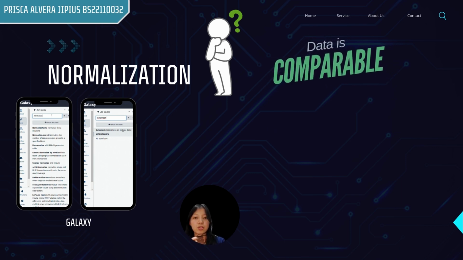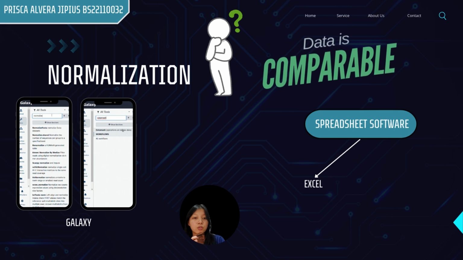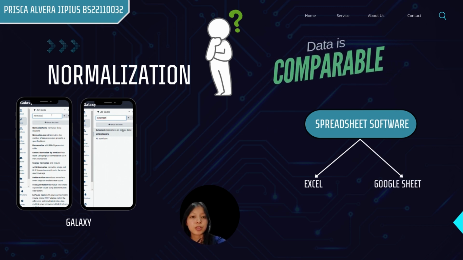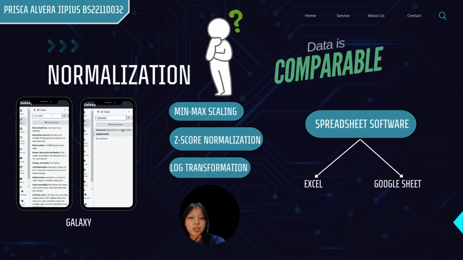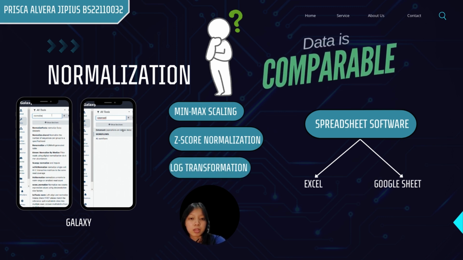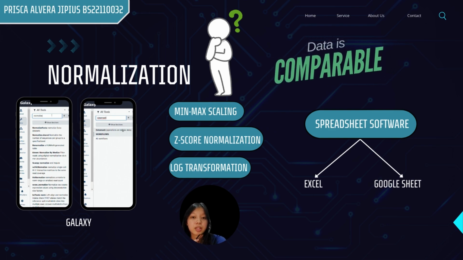The next one is using spreadsheet software like Excel or Google Sheets. The common methods for normalization include min-max scaling, Z-score normalization, and log transformation. These tools and methods ensure that the data is ready for integration and further analysis.